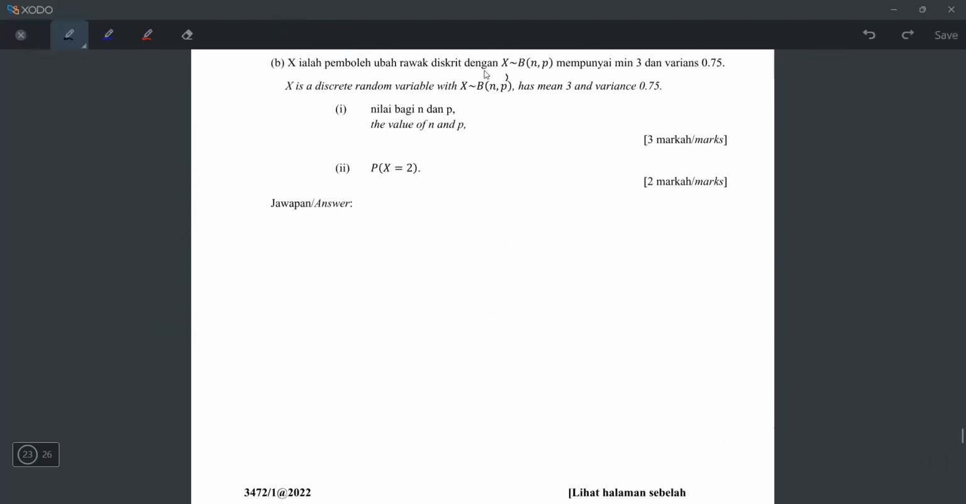X is a discrete random variable, X distributed B, this B stands for binomial, and P, has a mean 3. Write down, mean equals to 3, variance is 0.75. So this is the symbol for variance. And then find the value of n and p.